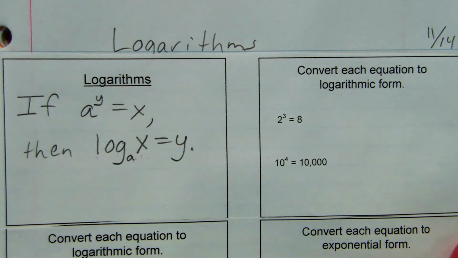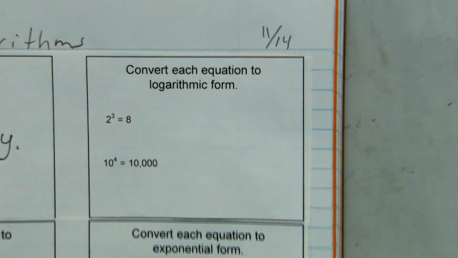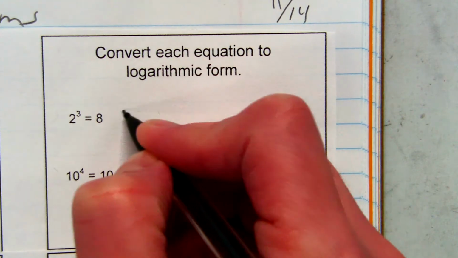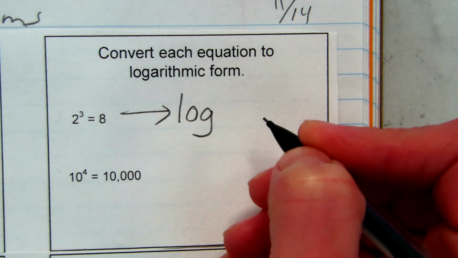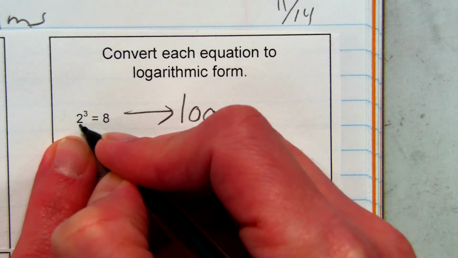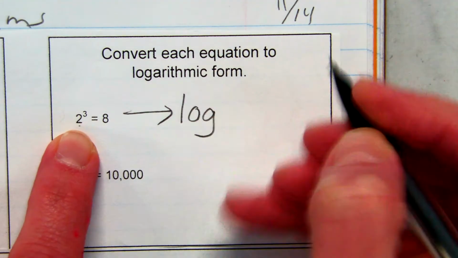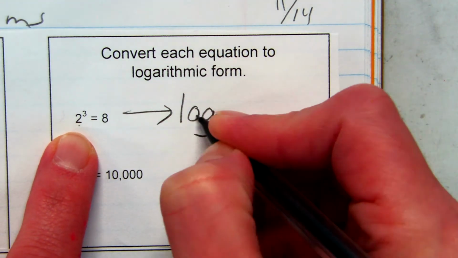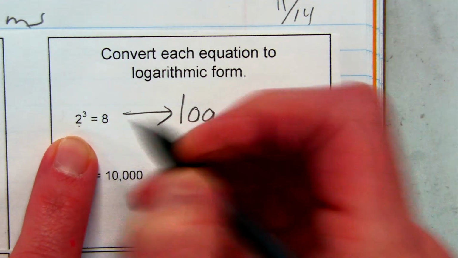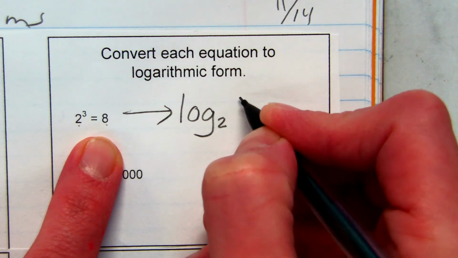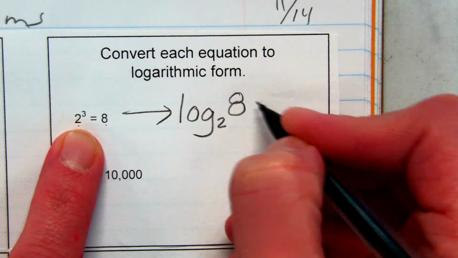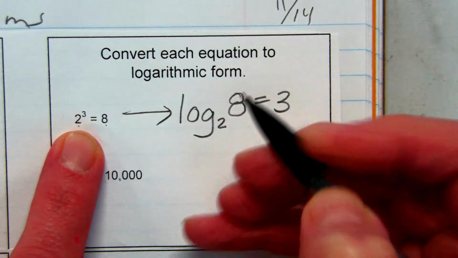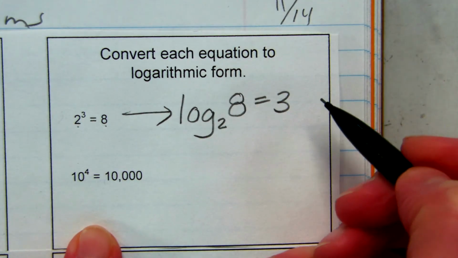All right, so on to our examples. It says to convert each to logarithmic form. So here's what you do. First you write log for log. Okay? The 2, that's the base over here, becomes the base for your log. So we call this log base 2. The answer, 8, becomes the number that you're taking the log of, and the exponent ends up being the answer. So log base 2 of 8 equals 3.